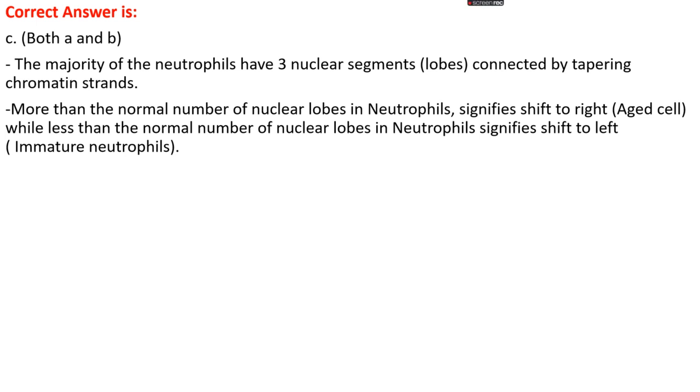The majority of neutrophils have three nuclear segments, that is lobes, which are mainly connected by tapering chromatin strands. More than the normal lobes, that is more than three nuclear lobes in a neutrophil, signifies shift to right, that is more aged neutrophils are present as compared to immature neutrophils, while less than the normal number of nuclear lobes in neutrophils signifies shift to left, that is immature neutrophil count is more.